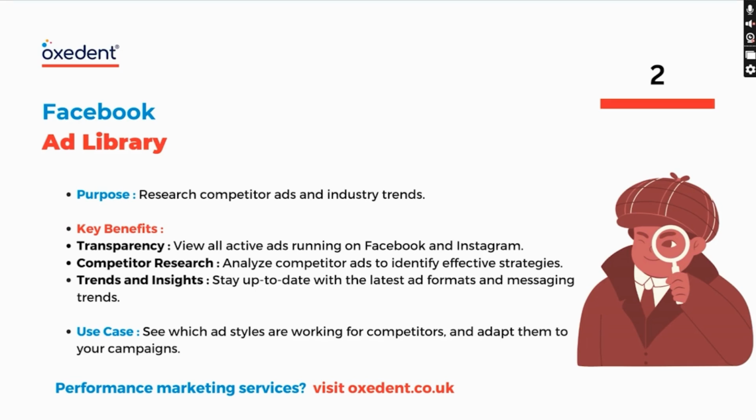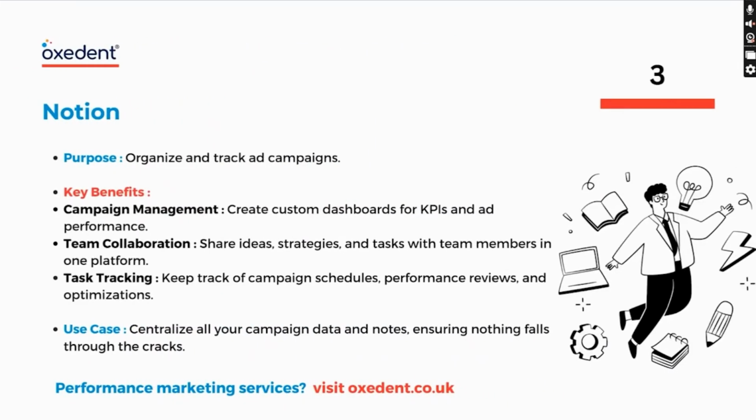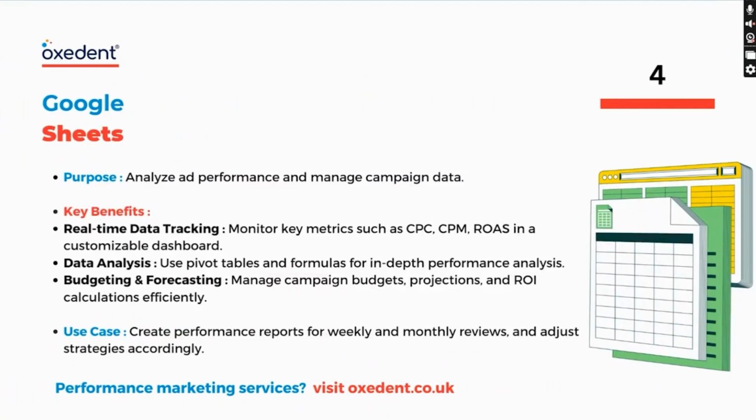Now, on to Notion. If you struggle to keep track of your campaigns, this is a game changer. Notion helps you organize everything in one place. Campaign schedules, KPIs, notes, strategies, you name it. It's especially handy if you're managing multiple clients or campaigns at the same time. You can create custom dashboards to track the performance of your ads, set reminders for optimizations, and even collaborate with your team on tasks.